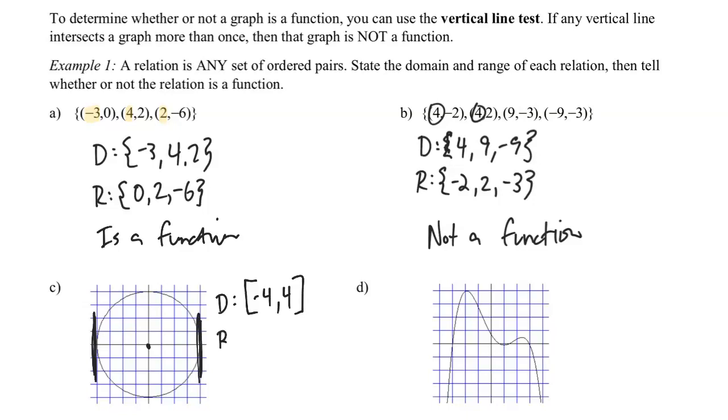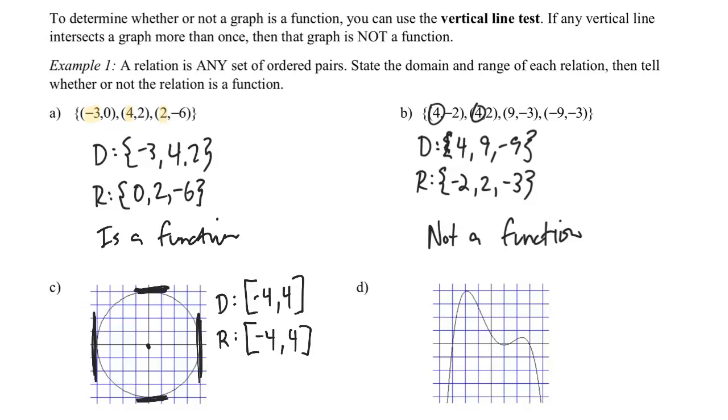The range is going to be the y values read from bottom to top. So the bottom y value that this circle touches is also -4, and since it is touching -4, that's going to include -4 with a bracket. And the top of the graph stops at +4, and since the graph is actually touching +4, we're going to include it with a bracket.